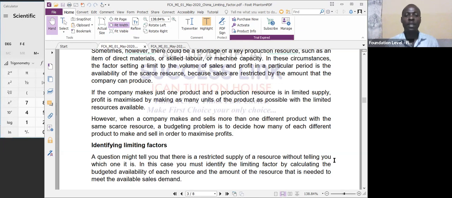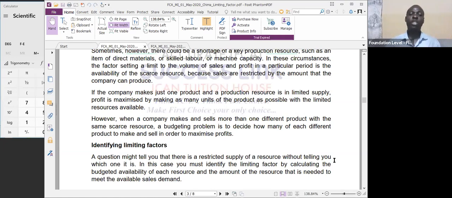Then you now check how many bags you have. If you check and you see that you have 250 bags, it means that your available resources can meet your budgeted demand. So what do you say? Once you have enough to meet your budget, you will never go into deficit. It means that you have surplus or enough. Then it means that it is not the limiting factor.